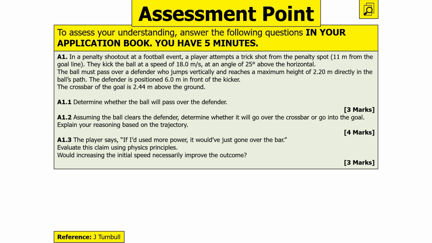Determine whether the ball will pass over the defender. Assuming the ball clears the defender, determine whether it will go over the crossbar or go into the goal. The player says, if I'd used more power, it had just gone over the bar. Evaluate this claim using physics principles. Would increasing the initial speed necessarily improve the outcome? So pause the video now, then unpause the video when you want to go through your answer.